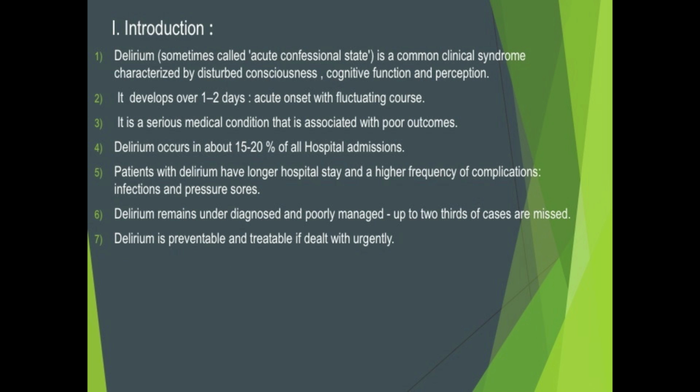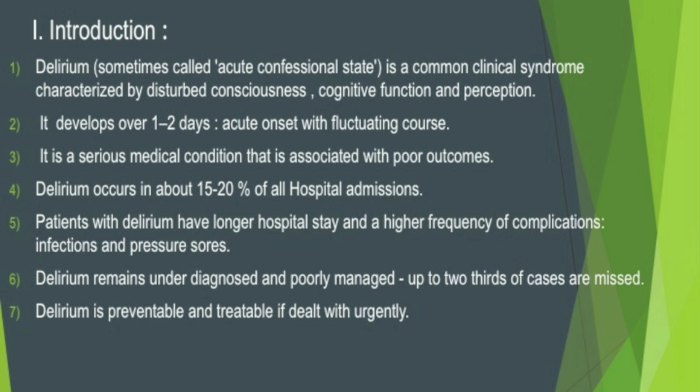As you can see, acute confusional state is a common, serious clinical syndrome, characterized by disturbance in consciousness, disturbance in cognitive function and perception. It develops over 1 to 2 days, a short period, usually with a fluctuating course. That means the patient may present normal. After 1 hour, he will develop hyperactivity, agitation, hallucination, violence, and then present with low mood and apathy.